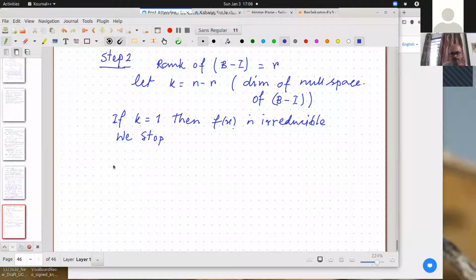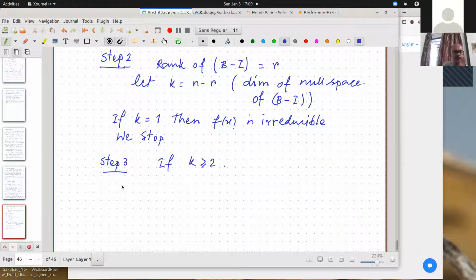So if the dimension of the null space is greater than or equal to 2, then we proceed. So we go to step 3. If k, which is n minus the rank and is the same as the dimension of the null space, is greater than or equal to 2, then we proceed in this way.